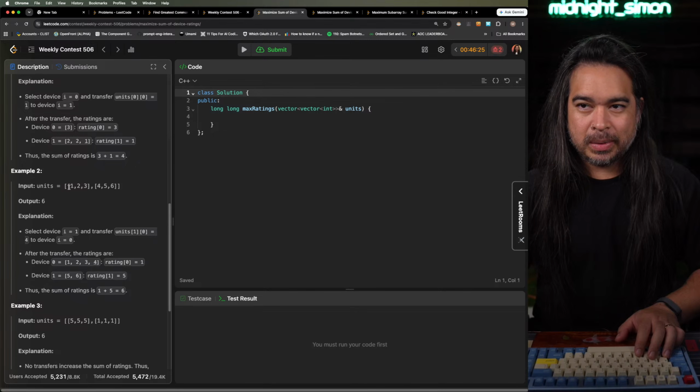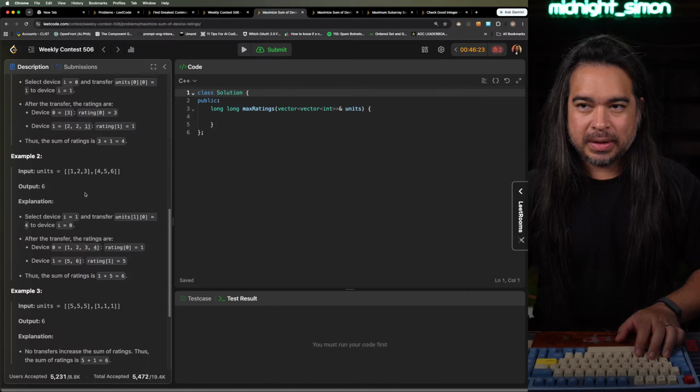Well, let's look at some examples. So 1, 2, 3, 4, 5, 6. Let's say move the 1. No. Do you want to move the 1? I guess move the 4 and the 5. No. How did they get 6? Let's see. Transfer unit 4. 5 plus 1. I see.